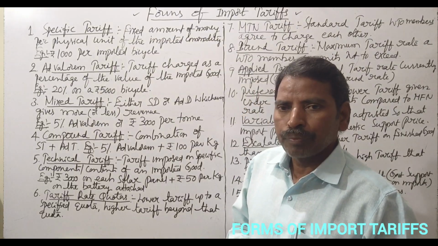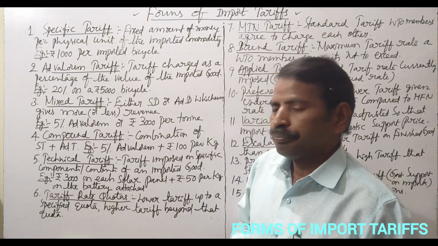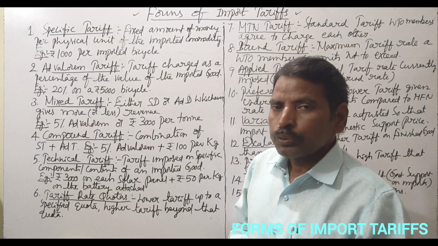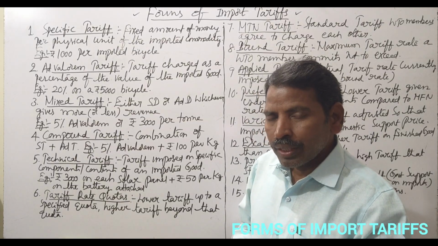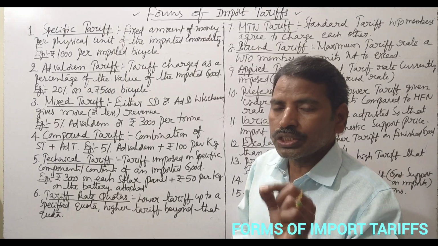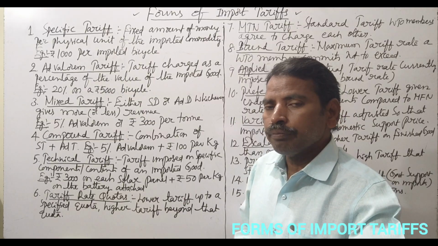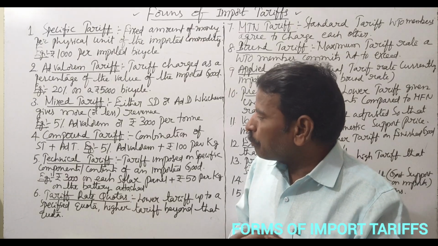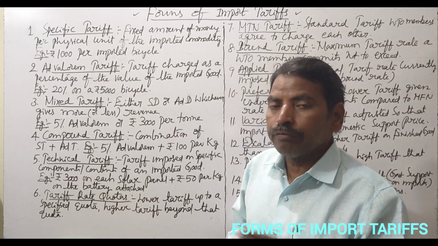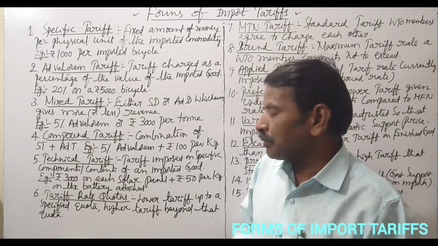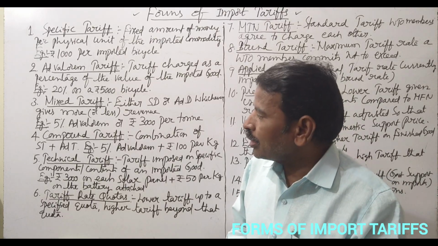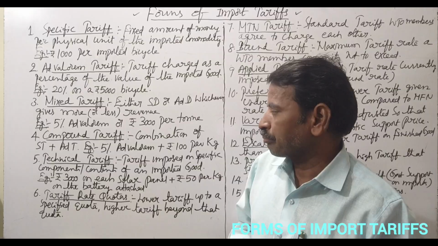Fourth one is compound tariff. Compound tariff is a combination of specific tariff plus ad valorem tariff. For example, 5% ad valorem tariff on cheese plus rupees 100 per kg. This is called compound tariff.